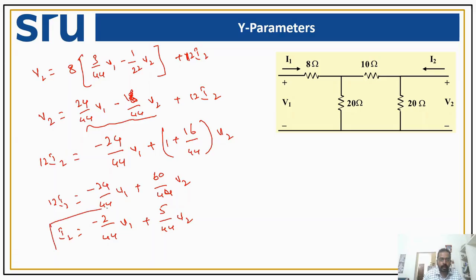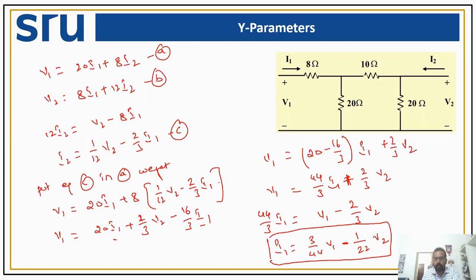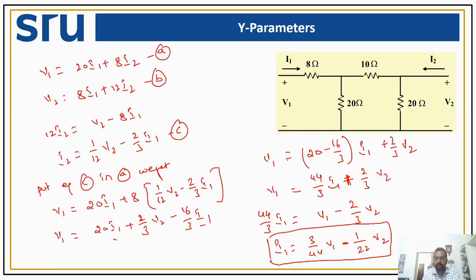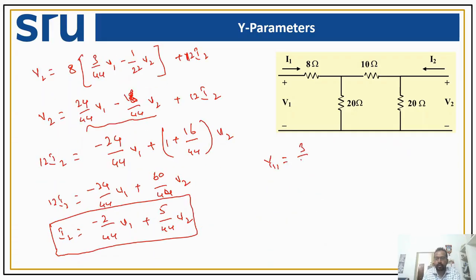So this is my another equation. So by comparing these equations, we get my Y11 as 3 by 44, and my Y12 as minus 1 by 22, and from here Y21 as the same minus 1 by 22, and Y22 as 5 by 44. So you can observe that my circuit is a reciprocal circuit.